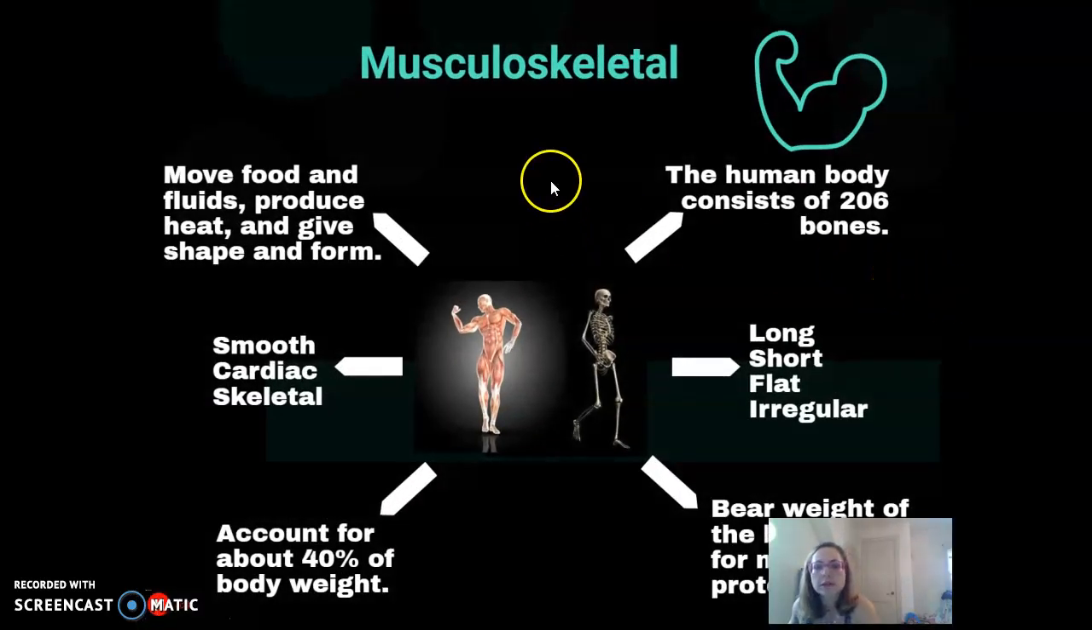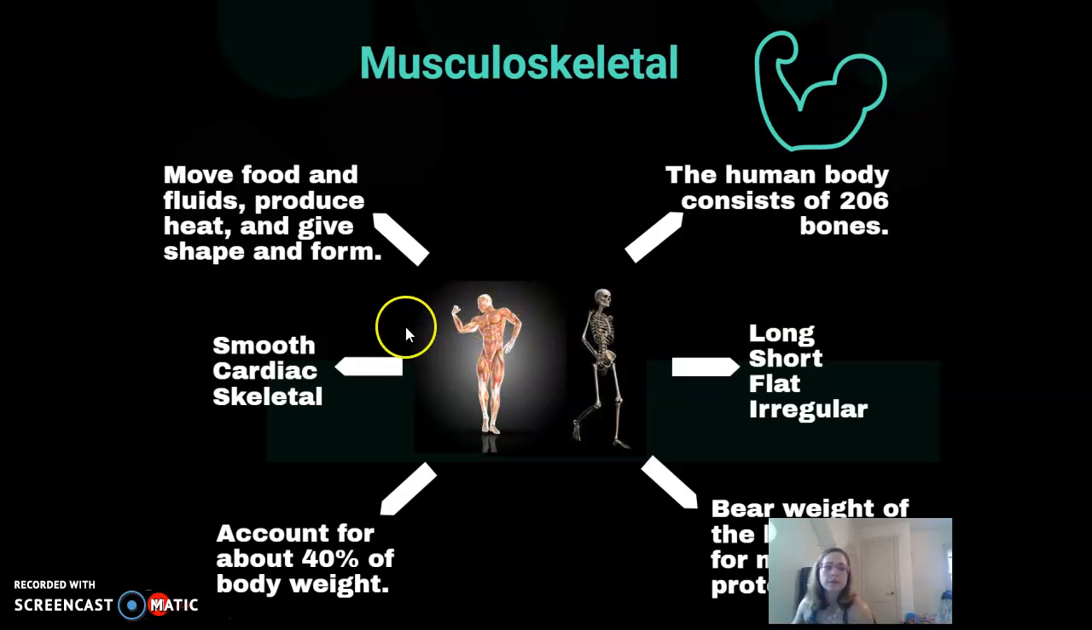So musculoskeletal system is often broken down into 2 different body systems, the muscular and the skeletal. The purpose of the muscular system is to give your body shape and form, produce heat, and it also has those little muscular movements that move food and fluid through your digestive tract. That's called peristalsis. It's very important.